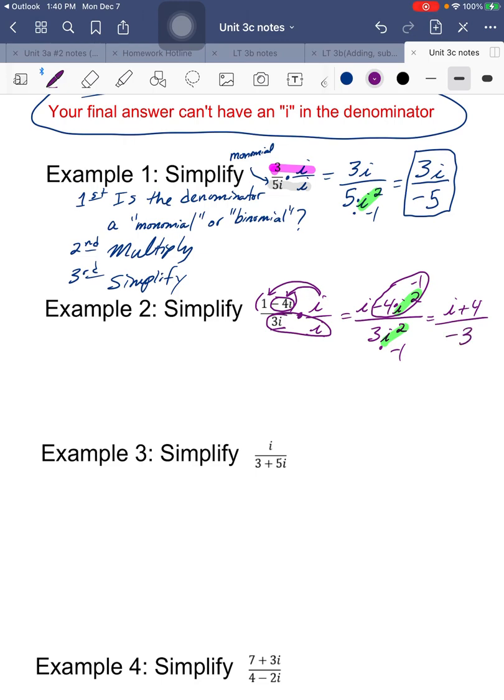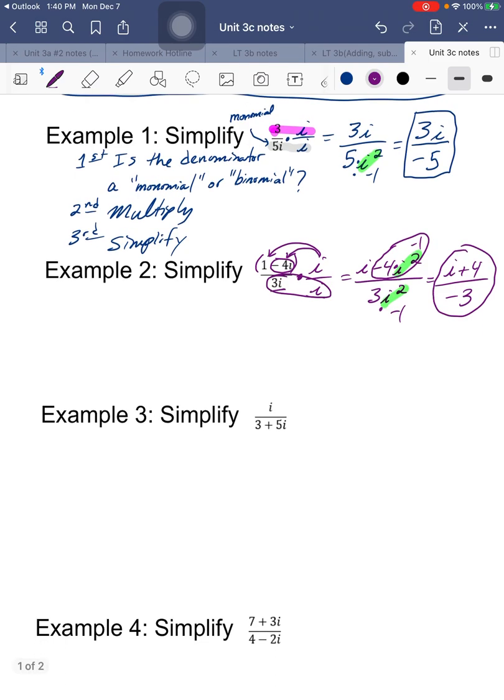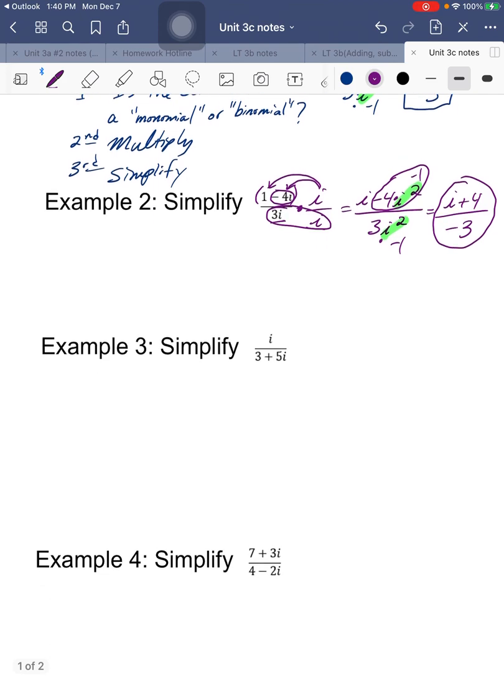You should look at the end to see if you can simplify anything in the numerator and denominator, if all the terms have something in common. They don't. Like in example 1, it was 3 over -5. That didn't have anything you could simplify fraction-wise, so we are finished.